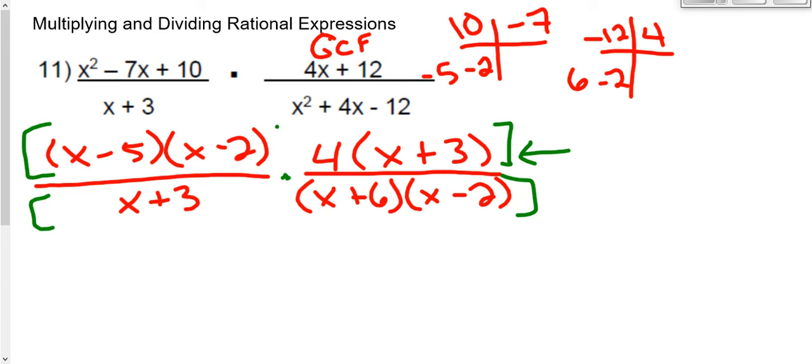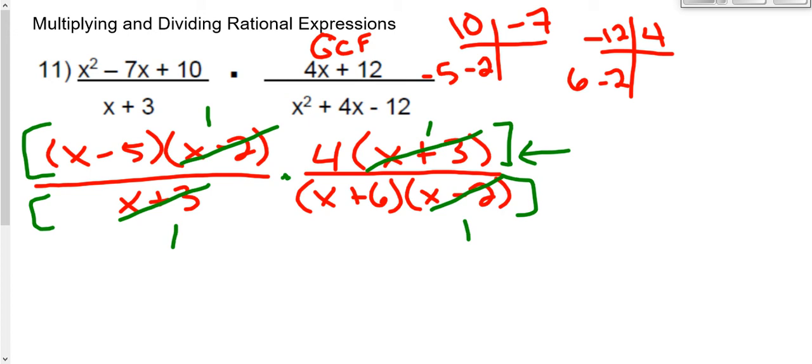So this x minus 2 can cancel with this x minus 2, and they can both turn into 1s. This x plus 3 can cancel with this x plus 3, and they'll both turn into 1s. Once I've done this, I have nothing else that's similar on top and bottom, which means I can go ahead and now multiply together my final answers.